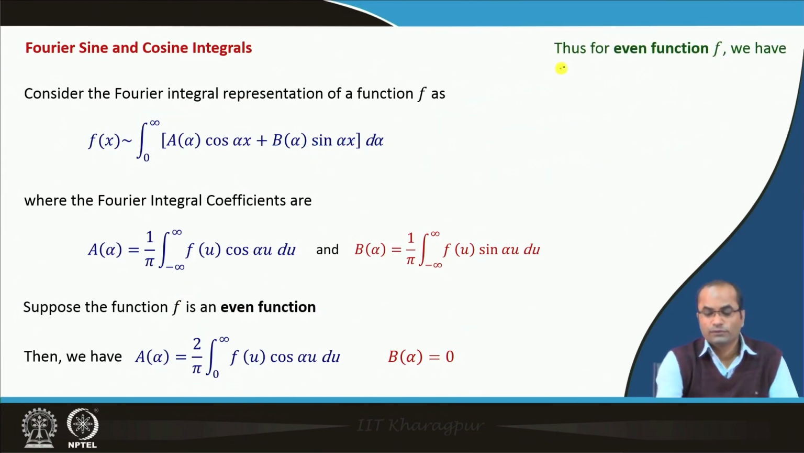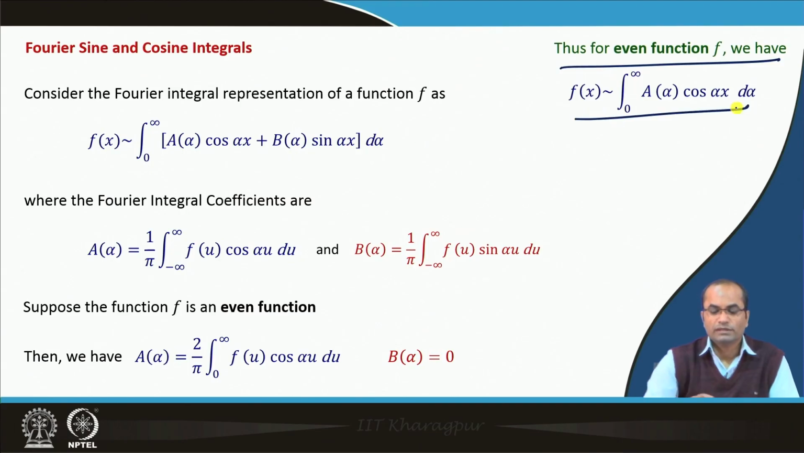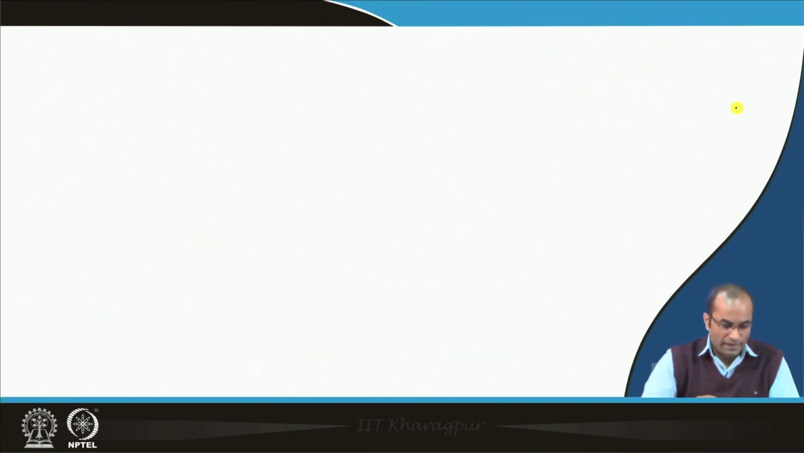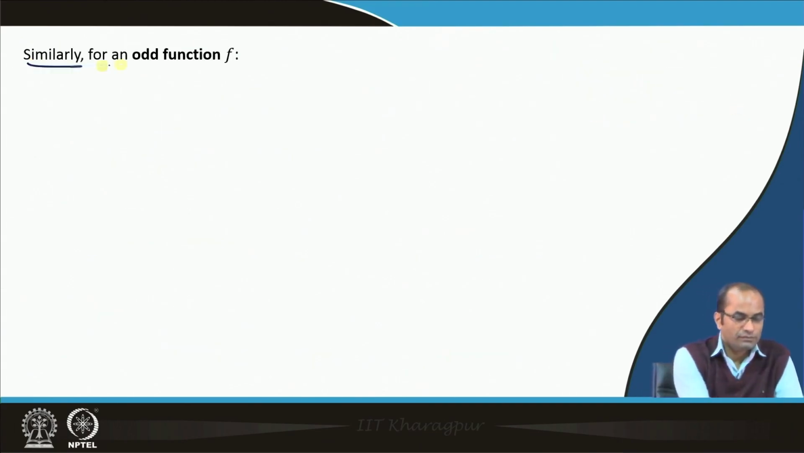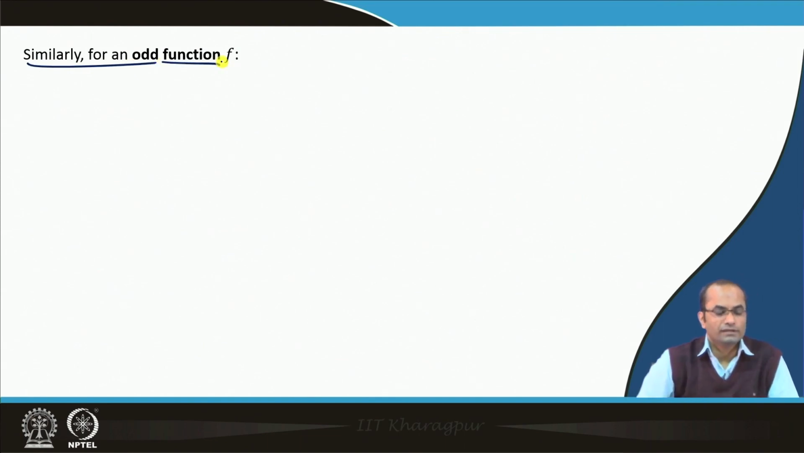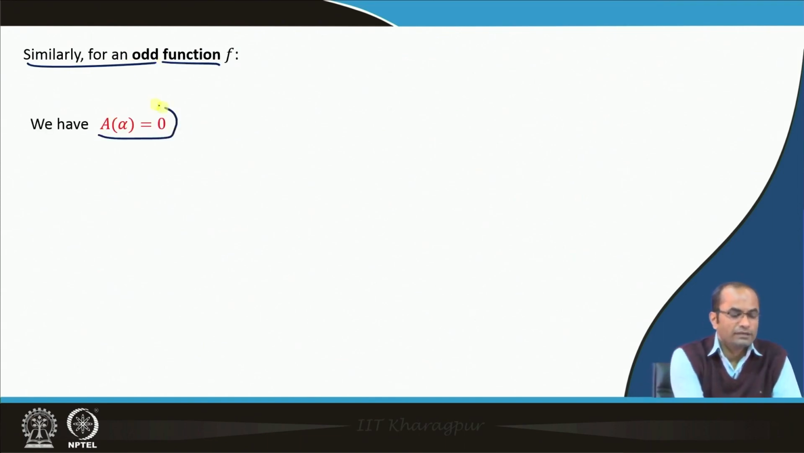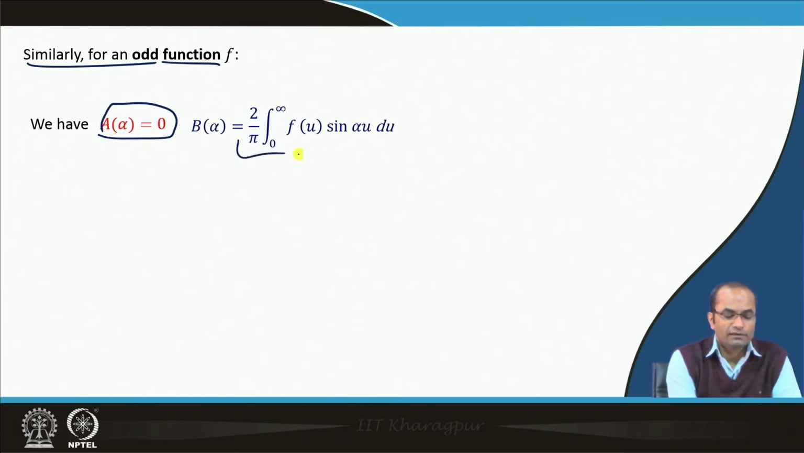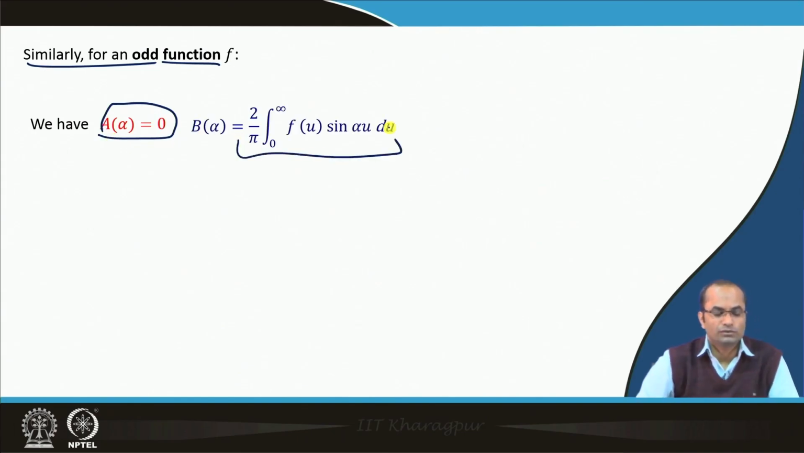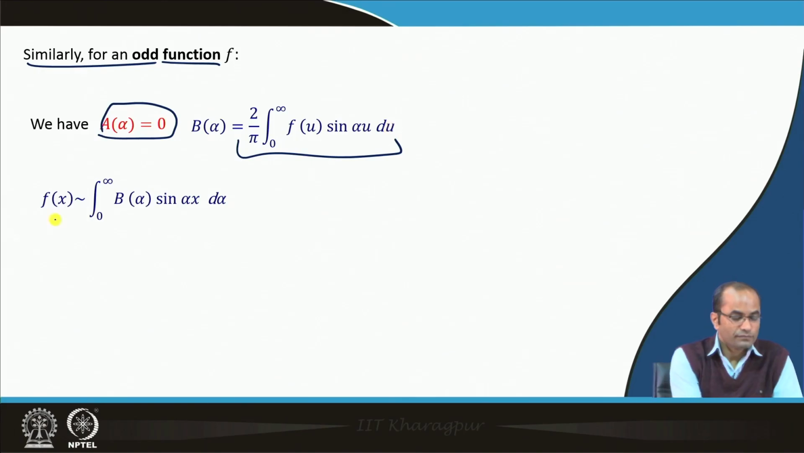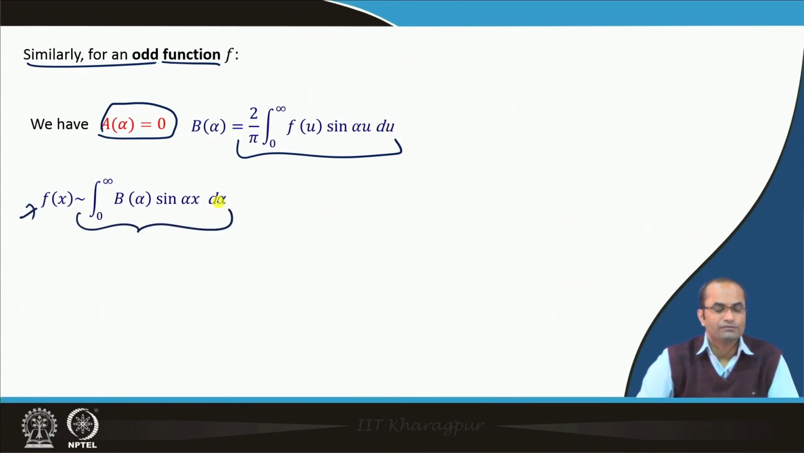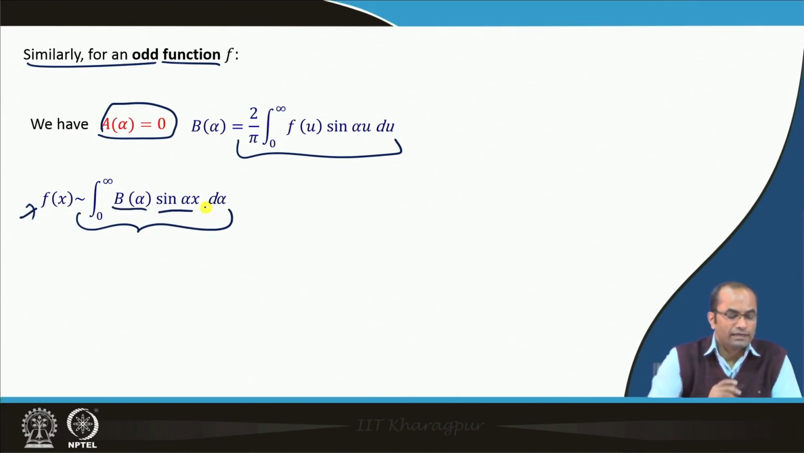So, thus for an even function we have this Fourier integral representation, and similarly when we have an odd function f, then a alpha will become 0 and b alpha will be computed by 2 over pi times the integral from 0 to infinity of f u sin alpha u d u, and its Fourier representation will take this simplified form, the integral of b alpha sin alpha x d alpha.